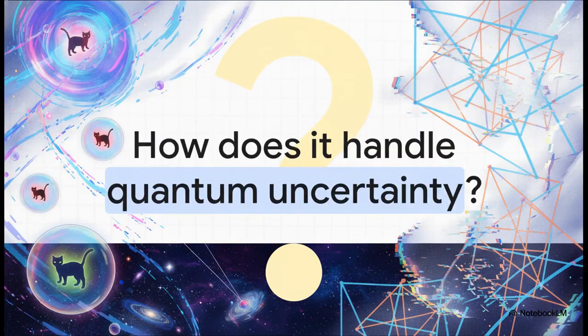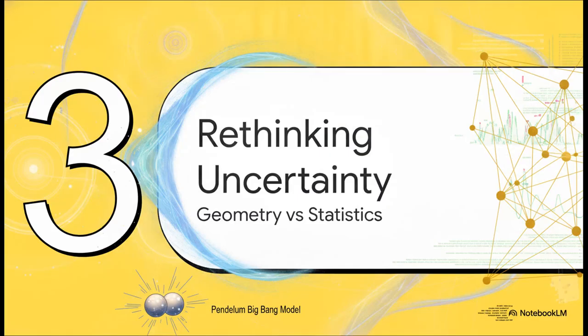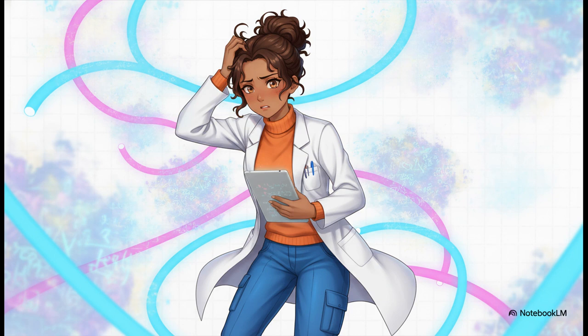Now, it's one thing to draw a neat geometric picture, right? But physics has incredibly strict rules. That brings us to a critical theoretical hurdle and forces us to look at how both of these models deal with the undeniable, chaotic reality of quantum uncertainty. Let's get into Section 3, Rethinking Heisenberg's Uncertainty, Geometry versus Statistics. Currently, the Standard Model doesn't really offer a physical, geometric reason for Heisenberg's uncertainty principle.